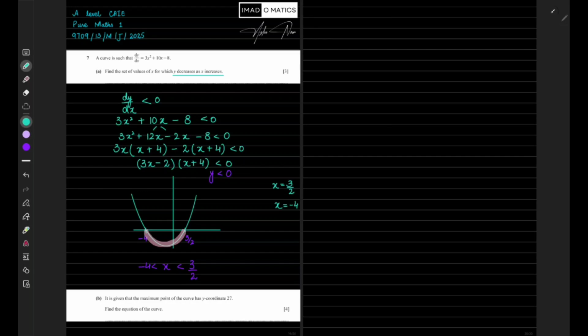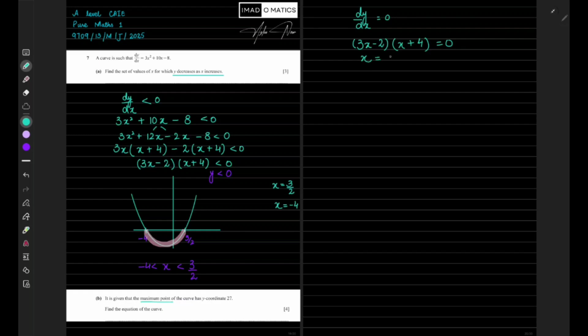So when they have given us the maximum point, that means at that point dy by dx must be equal to 0. And we have already found out till here that if we put that equal to 0, this quadratic equation, you will get 3x minus 2 times x plus 4 equals 0. I'm not solving this quadratic equation all over again because we have already solved it. So I'm using the same result.